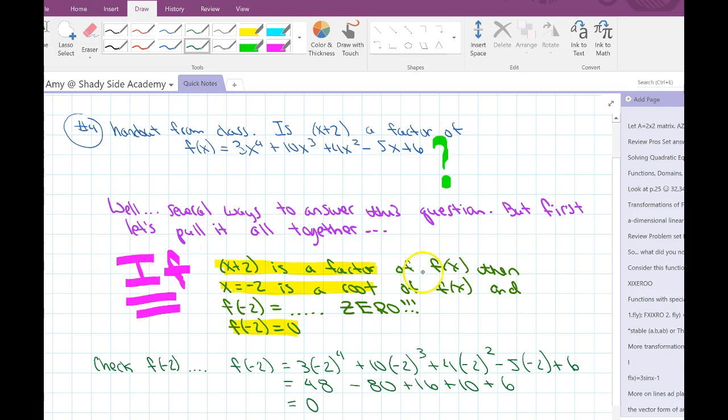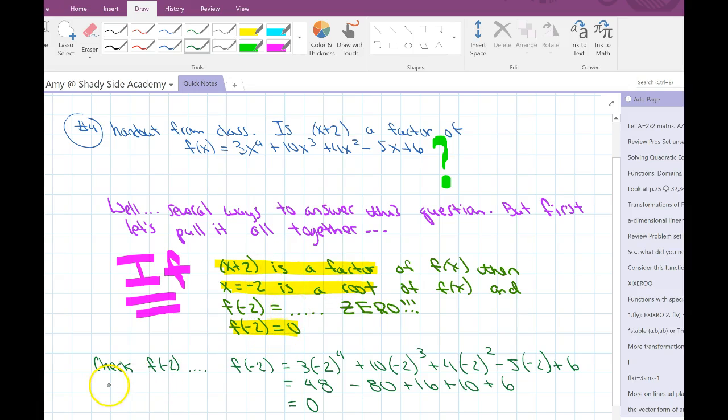If x plus 2 is a factor of f of x, then it could be said that x equals negative 2 is a root of the function. And f of negative 2 then would equal 0, okay? The important point I'm making here is that everything highlighted here in yellow, if one of these cases is true, the other is true, all right? All of these three things occur. If they occur, they occur together, all right?